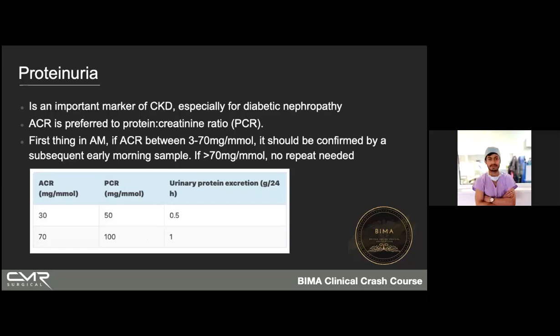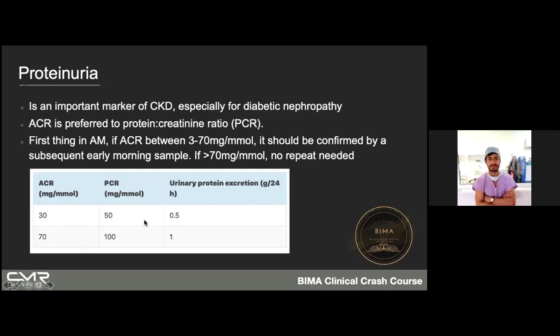And in terms of analyzing it, if the ACR is between 3 and 70, it needs to be verified, and by being verified, it needs to be repeated the next morning to confirm that there is proteinuria. If there's more than 70 milligrams per millimole, no repeat is needed because it's very clearly significant.